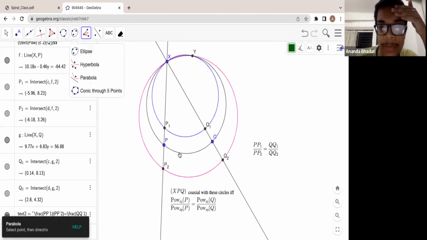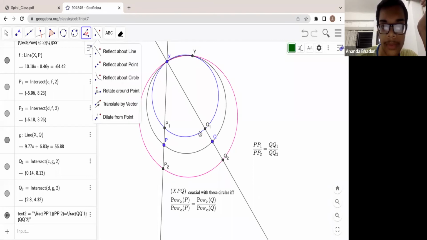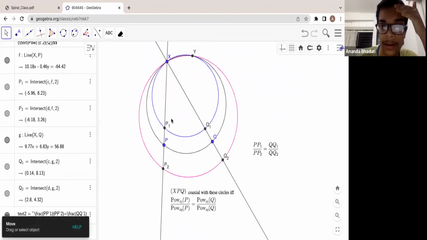So the spiral similarity which maps P1, P2 to Q1, Q2 maps P to Q. So we have X, Y, P, P1 is spirally similar to Y, Q, Q1. So Y is also the Miquel point of P, P1, Q, Q1. And that gives you the coaxial condition.